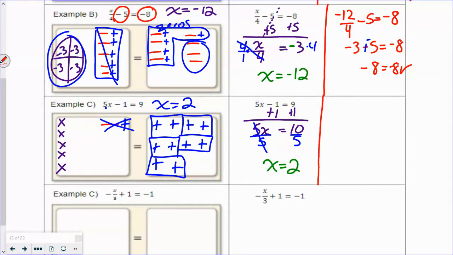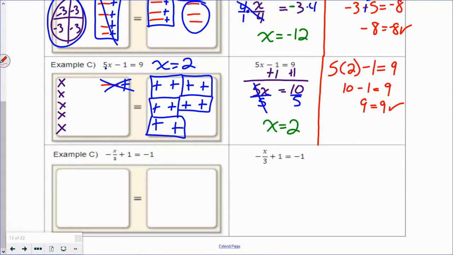Then check your work. Take 5 times 2 minus 1. So then 10 minus 1 and 9 equals 9. Remember, you're not done checking until you get the number equals the same number. Okay? All right, example C.